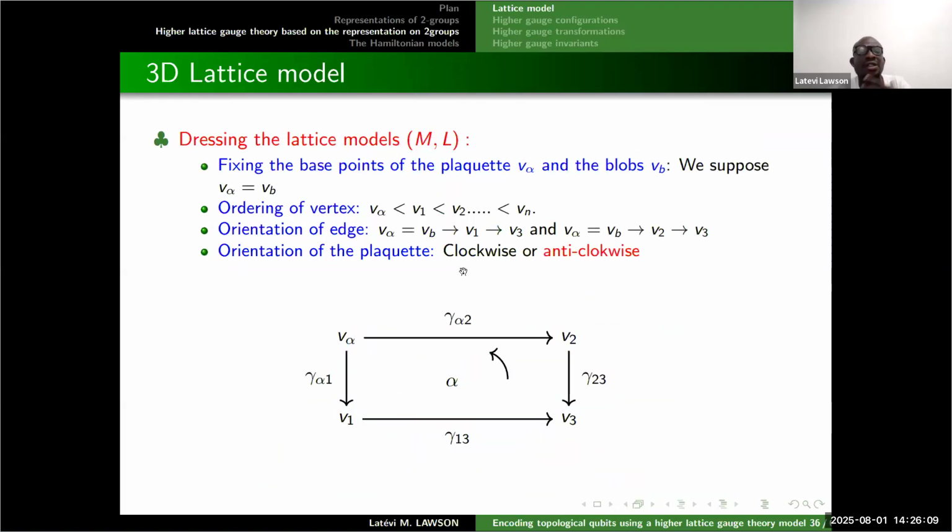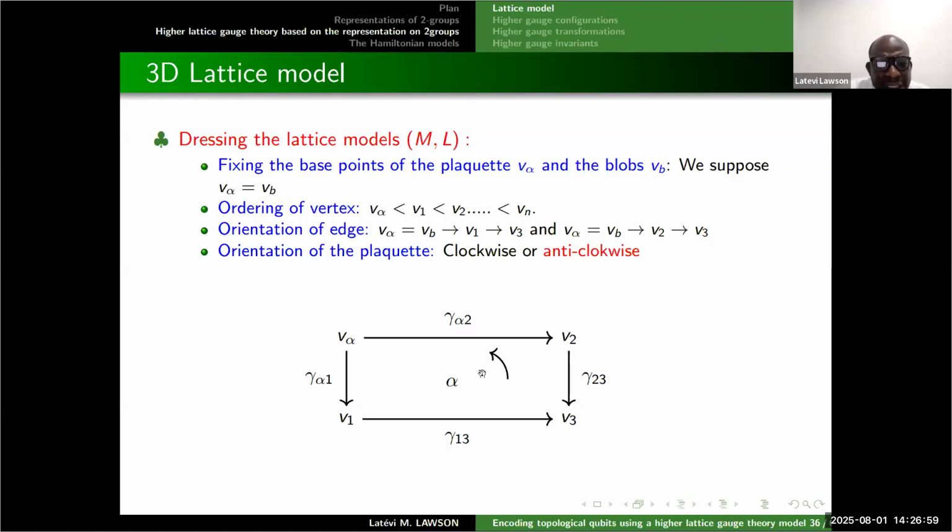Now, once we design our lattice, the second point is to dress the lattice. This is a very important point of my talk. Dressing the lattice means fixing some regulations, fixing some points, and this dressing may be different from another dressing. So at the beginning, I fix the base point of this lattice. Here, I take a simplex of this lattice, I consider this square. This is the fixed point on which all the plaquettes rely. Now, the second point is ordering the vertices, like the base point alpha is smaller than the vertices V1, V2, and so on.